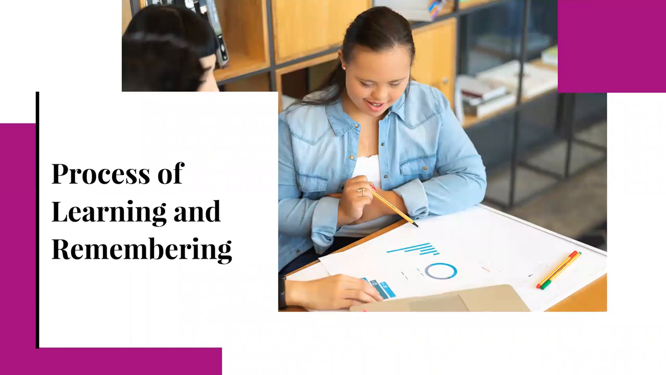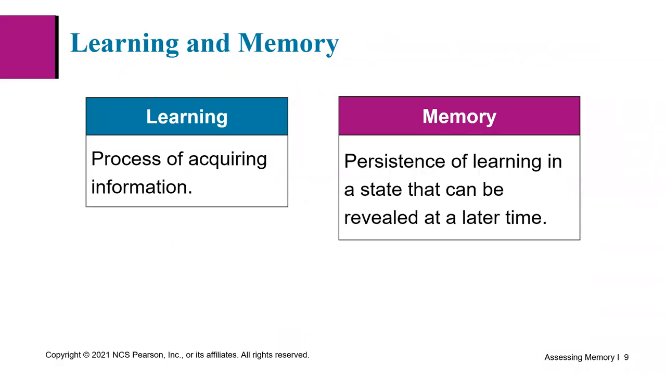Let's start by looking theoretically at the process of learning and remembering. The term memory has been conceptualized and used in many different ways. The concepts of learning and memory are closely linked because memory is the natural outcome of learning. Back in 1987, Dr. Larry Squire provided an excellent description of this relationship. Learning is the process of acquiring new information, while memory refers to the persistence of learning in a state that can be revealed at a later time. In other words, memory is the indicator that learning has previously occurred.